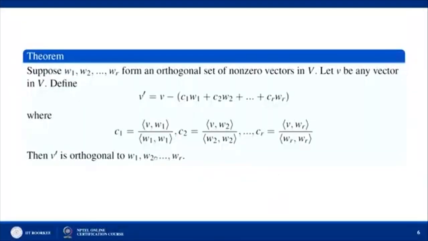Now this is the inner product of v with Wi minus ci, which is given by this expression. When you substitute it over here, this cancels out and this is 0. So we have shown that the inner product of v dash with Wi is 0 for all i, because i is arbitrary; you can put 1 or 2 or any i. Hence we have shown that v dash is orthogonal to Wi.